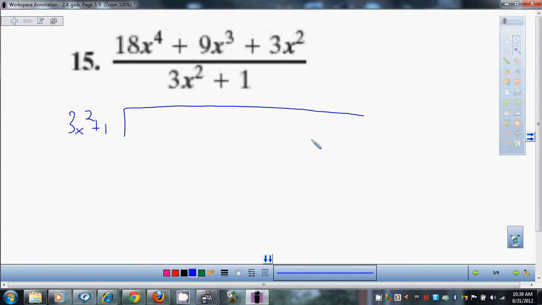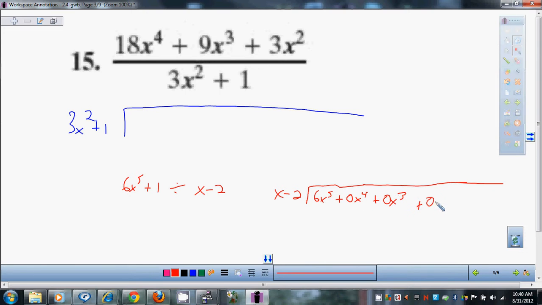When you divide polynomials, any missing terms you have to fill in with a 0. Now, we're going to take a step back from this problem for a second to show you an example of that. Let's say we had, I'm just going to make one up, 6x to the 5th plus 1 divided by x minus 2. When I write that out, I would have to do x minus 2 divided by 6x to the 5th plus 0x to the 4th plus 0x third plus 0x squared plus 0x plus 1.